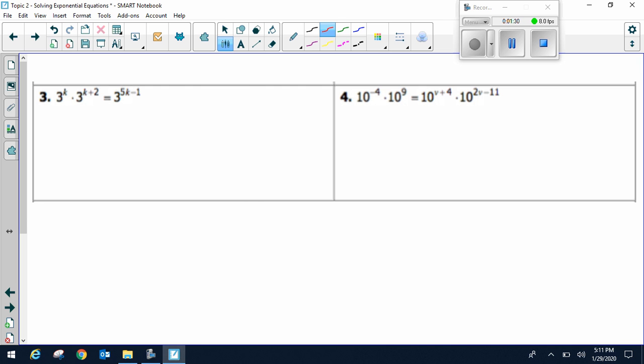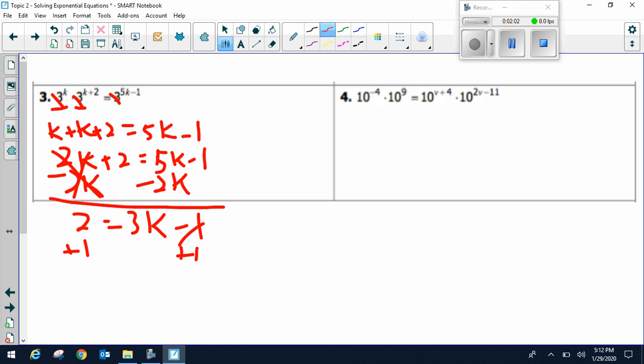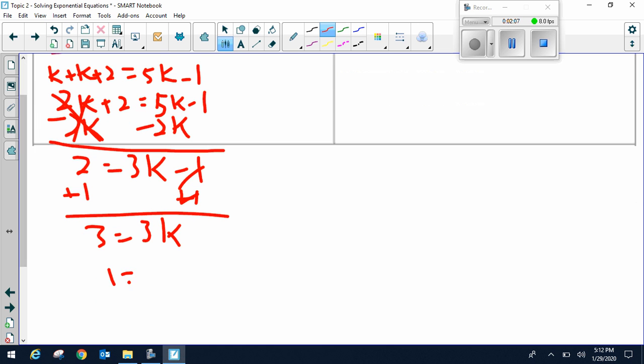When you have two bases on the same side, like in this case, those bases are being multiplied. Anytime you have things with the same base being multiplied, it means you add their exponents together. So you have 2k plus 2 here equals 5k minus 1. Subtract that 2k from both sides. 2 equals 3k minus 1. Add the 1 to both sides. The 3 equals 3k. So k is equal to 1.